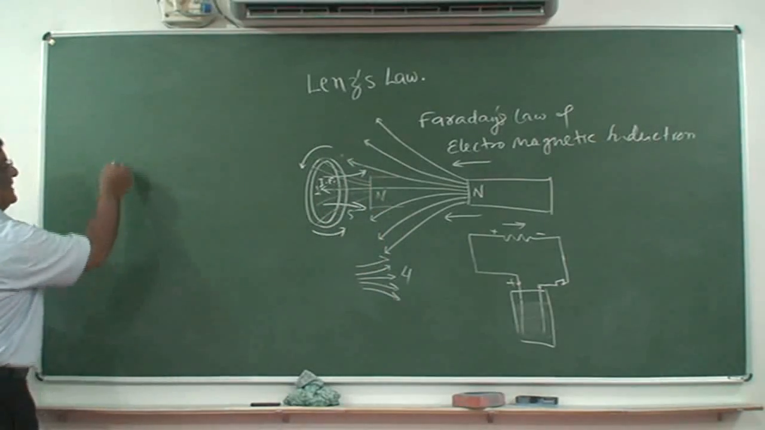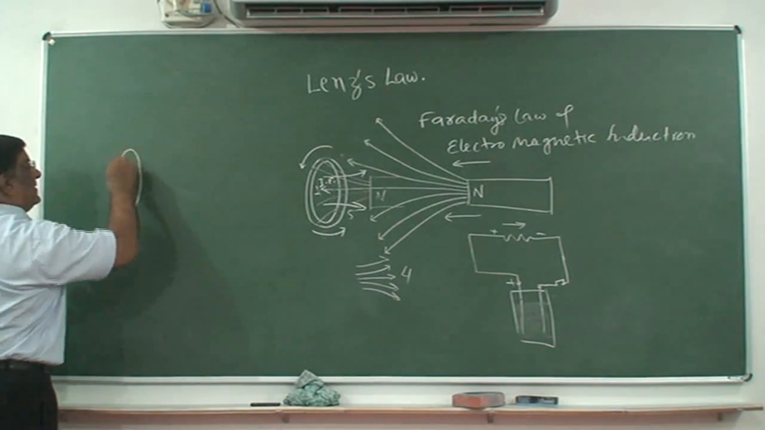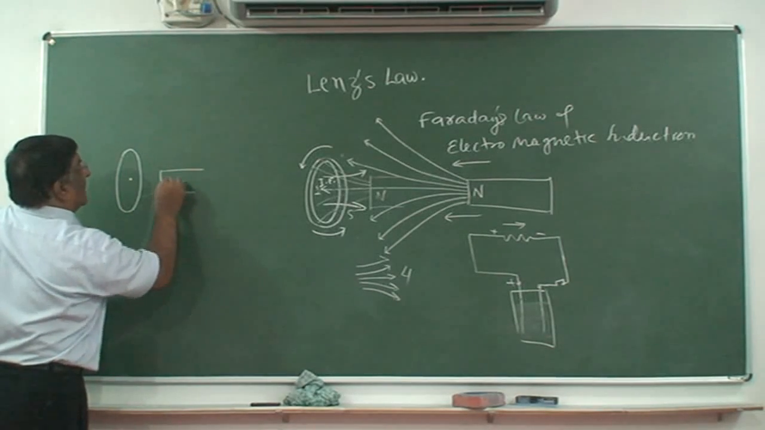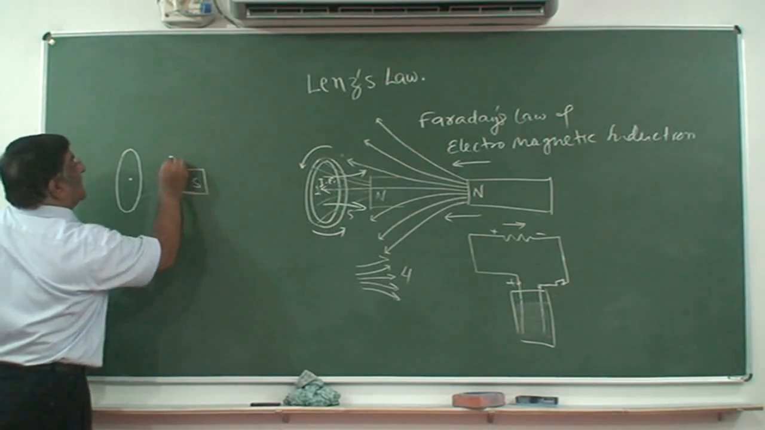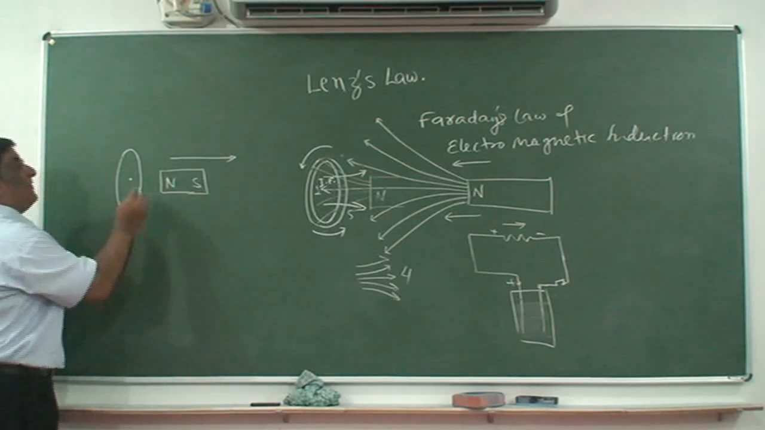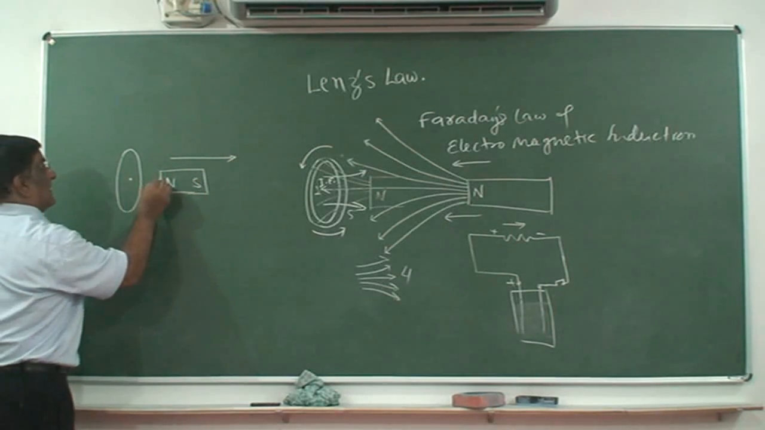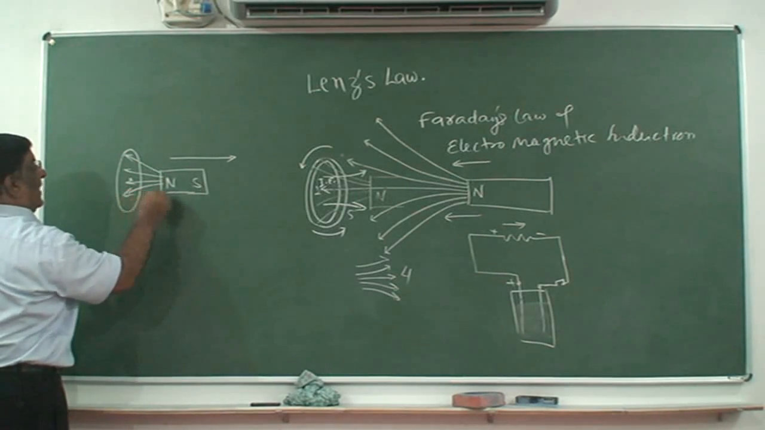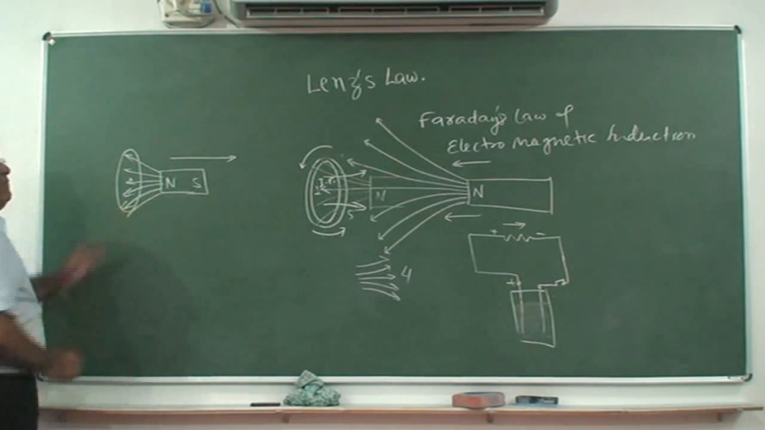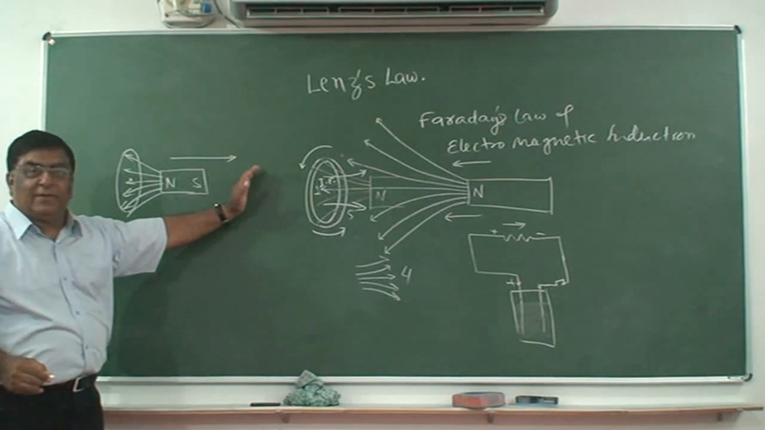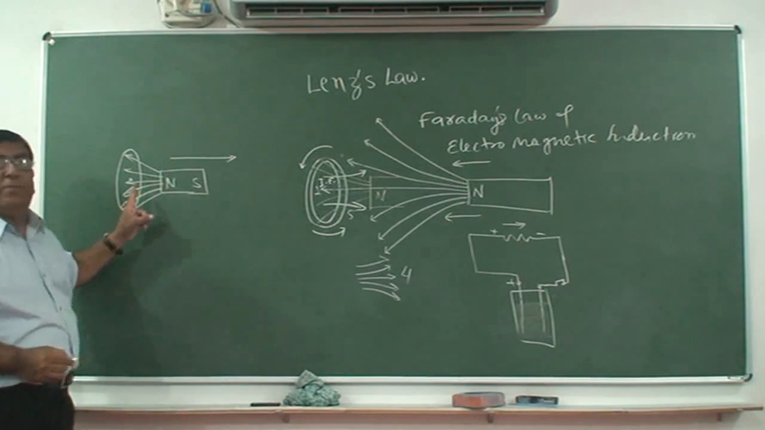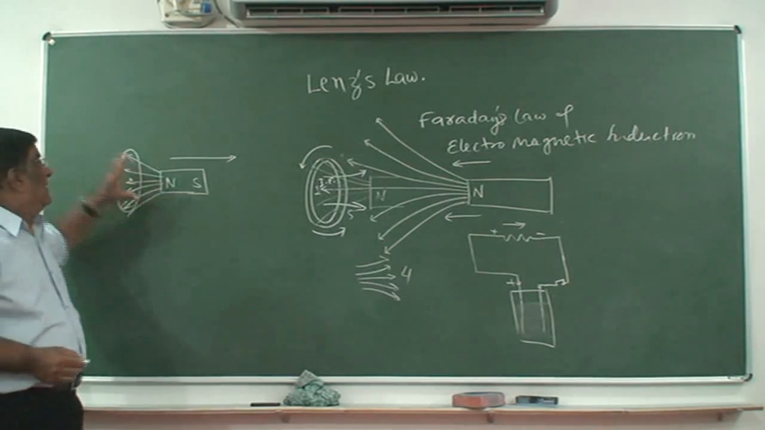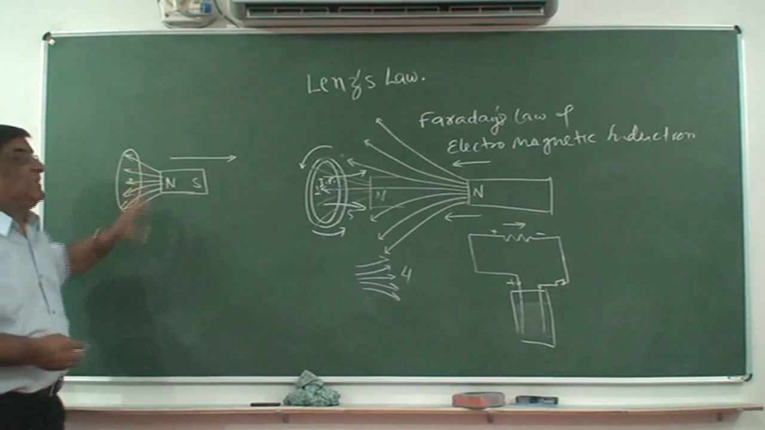Suppose we make it the opposite case. Here is the coil and here is a magnet, and we are moving the magnet in the opposite direction, away from the coil. Here the flux connected to the coil is very large. When we move it away, then what will happen? The flux will become less. If the flux becomes less, then the coil would like to oppose the change.